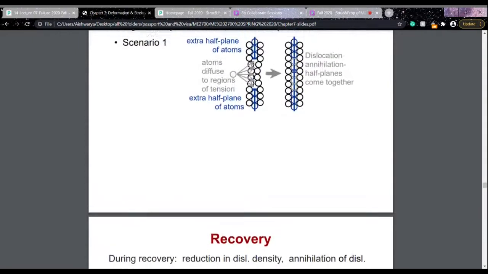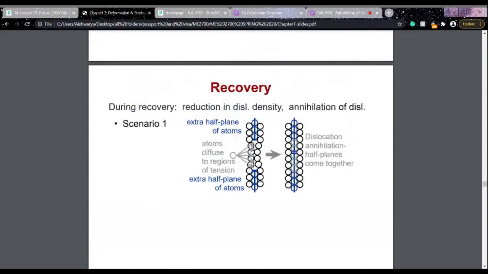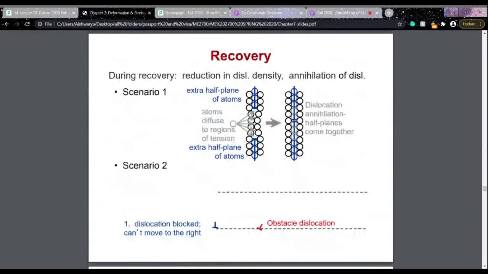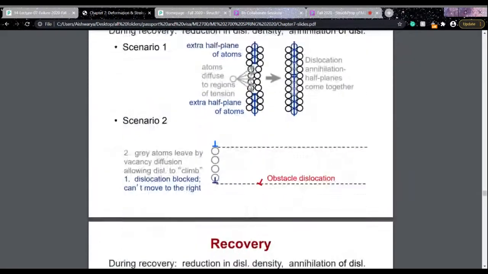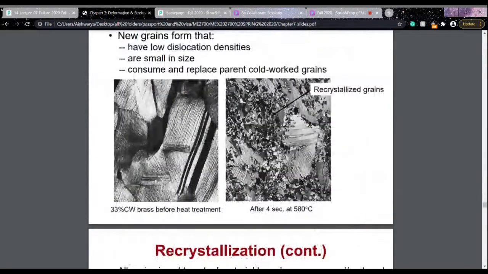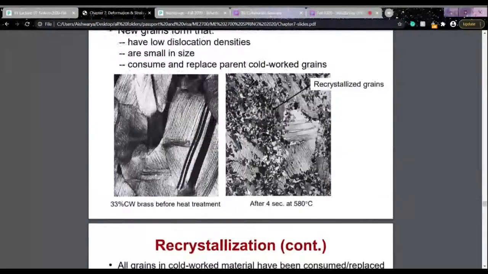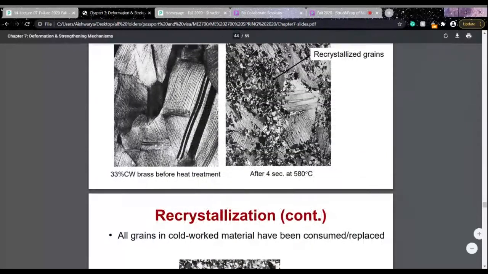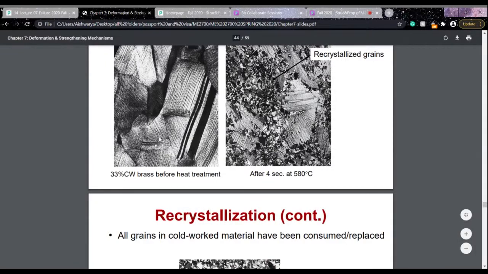So in the recovery stage, all these properties are gained back due to the diffusion and the removal of the dislocations, due to this diffusion process at the higher temperatures. So here you can see the microstructure. This is a cold worked material, and then after recrystallization, you can see a new set of small grains have formed along the high energy grain boundary regions.